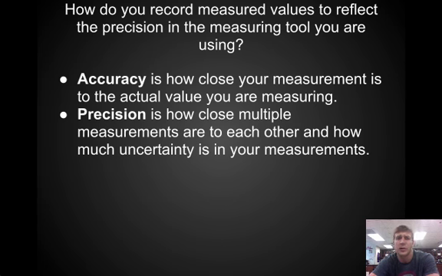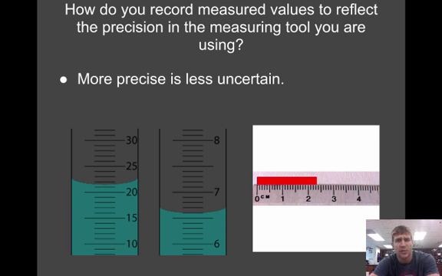Precision is a little bit different. Precision is how close multiple measurements are to each other and how much uncertainty there is in your measurements. So if you take that same 25 milliliter object and you measure it 5 times, the closeness of those measurements to each other reflects your precision. Precision is also how uncertain your measurements are, and that's reflected by the measuring tools that you use. The more precise your measurements are, the less uncertainty they have.